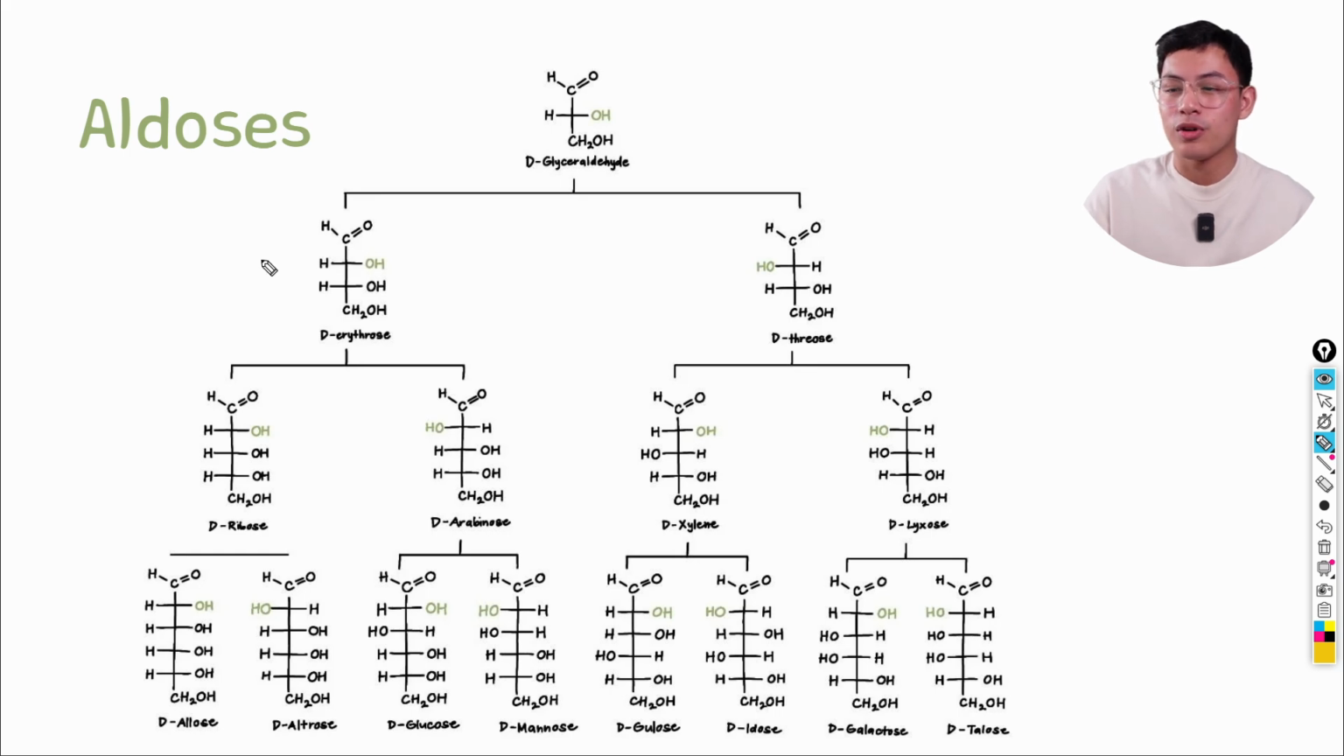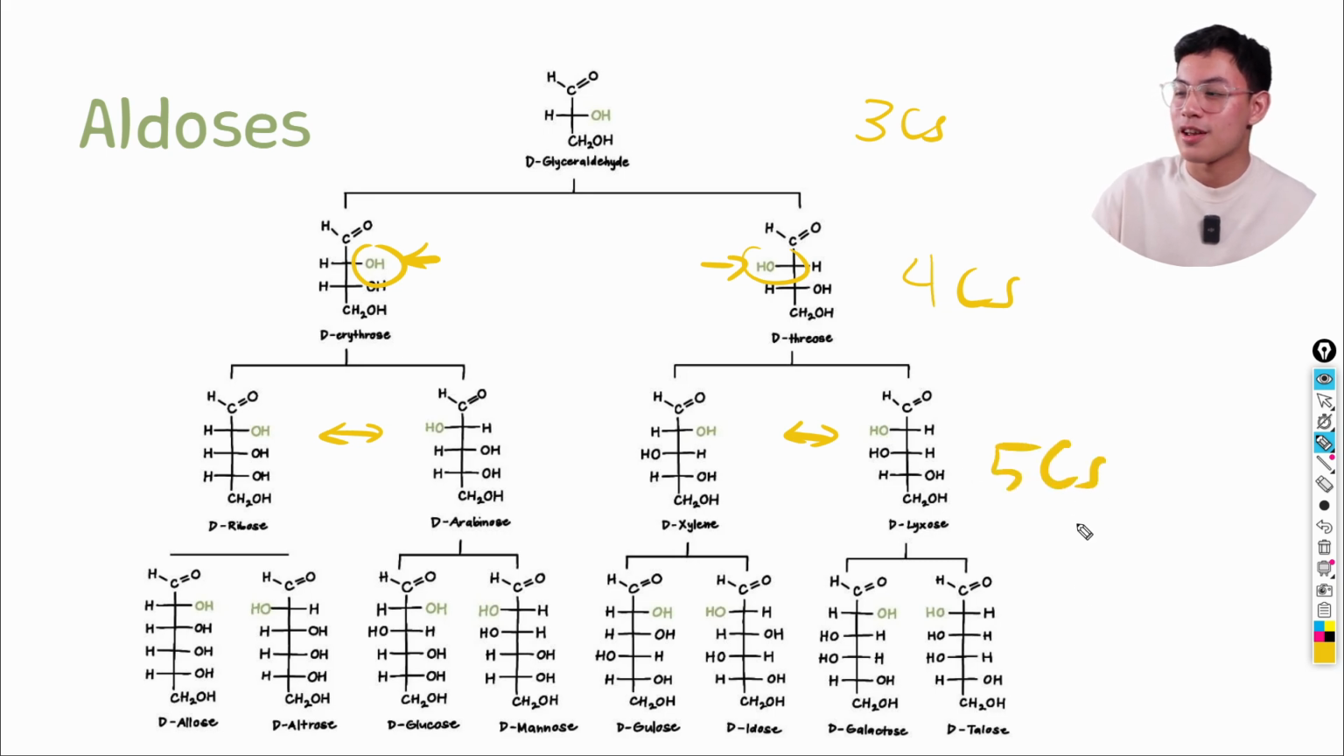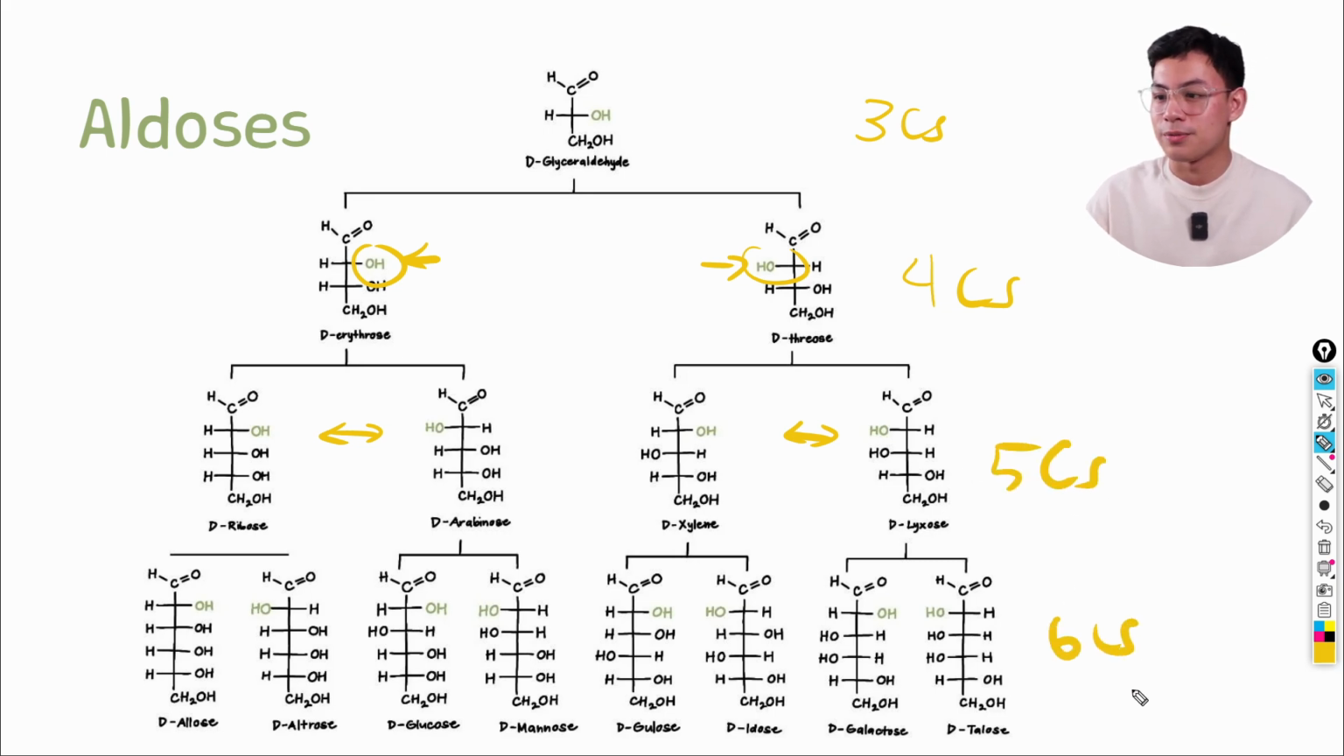Because simply what we're doing here is adding a new stereogenic center for every level. And you'll notice that these stereogenic centers are simply opposite to one another. One is on the right and the other is on the left. And the same pattern repeats from the first up to the last, starting with your trioses, 3 carbons, your tetroses with 4, your pentoses with 5, and your hexoses with 6. Now, this is essentially the same pattern for all the aldoses. But what about the other family?